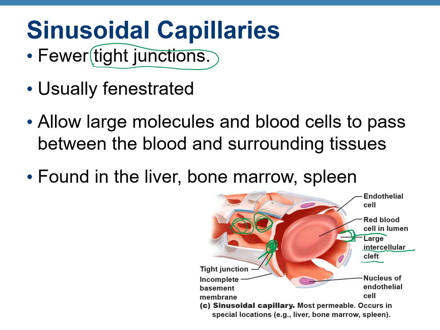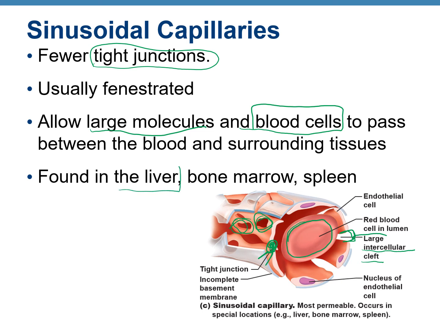This allows even bigger molecules, really large molecules, to pass between blood and tissues, and not only large molecules, even blood cells. So here, look, the blood cell is really big, but it will be able to pass through these openings, through these clefts or fenestrations.